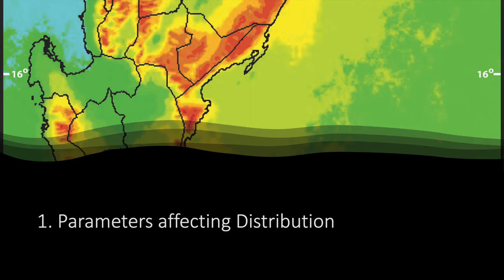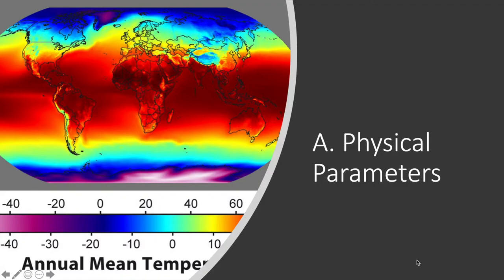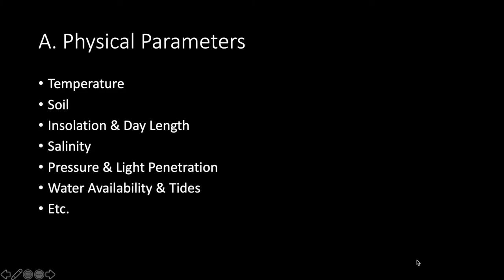Okay? So, the way I see it is that there are several factors affecting distribution of life here on Earth. The first one would be the physical parameters, namely temperature, soil, or more specifically, soil type or soil moisture, insolation and day length, salinity, pressure and light penetration, water availability and tides, and so on. Among all of these physical parameters that affect the distribution of life here on Earth, I would say that temperature would be the primary driving force of the distribution that we see today. It's one of the most influential factors that drive the distribution of life on Earth.